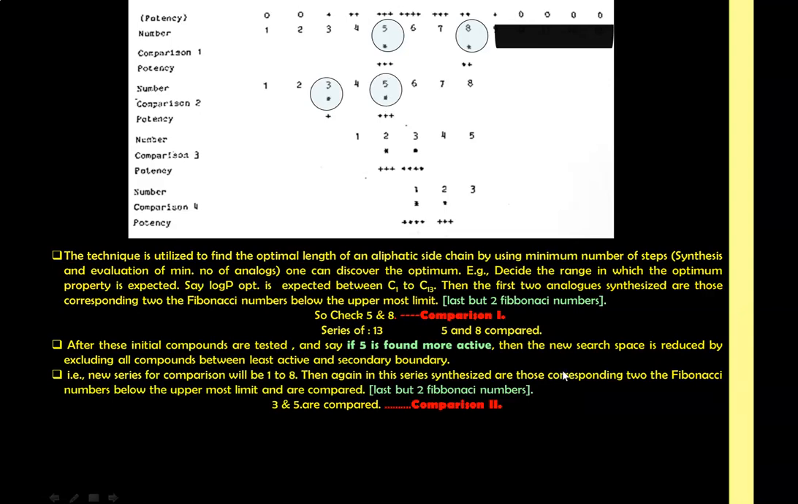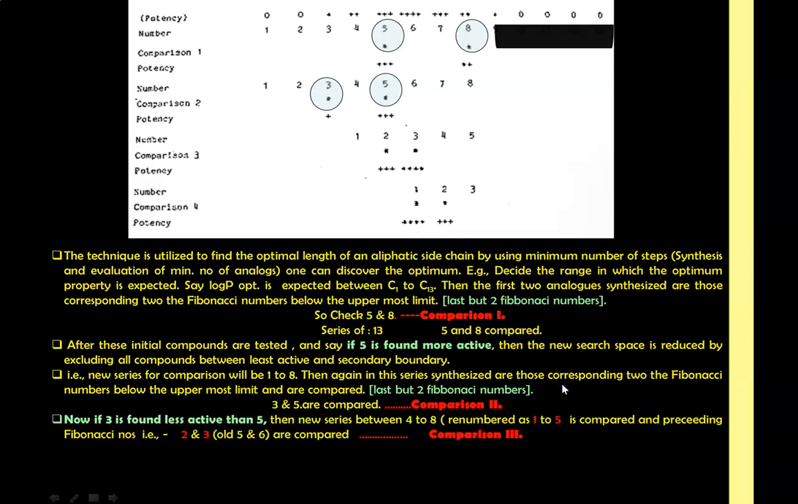In the second comparison we again try to find out, and this time we find 3 is less active, indicating that these are not of any use. Our series reduces to this, so we truncate it. Now we rename them 1, 2, 3, 4, 5 and proceed to comparison number 3. We already have this compound synthesized, only we have changed the number. We synthesize another compound, the old 6, now numbered 3.